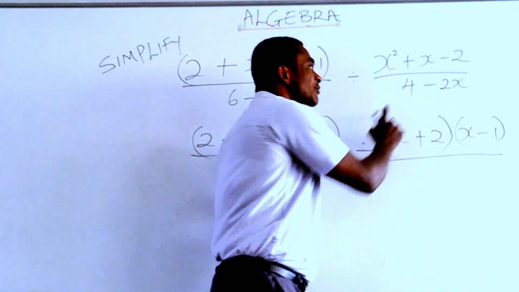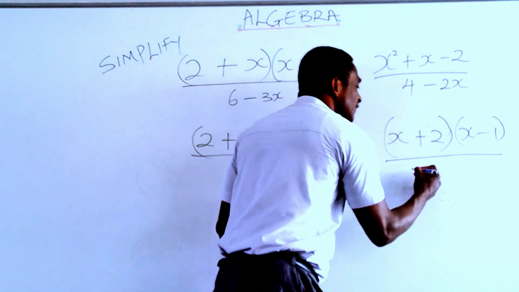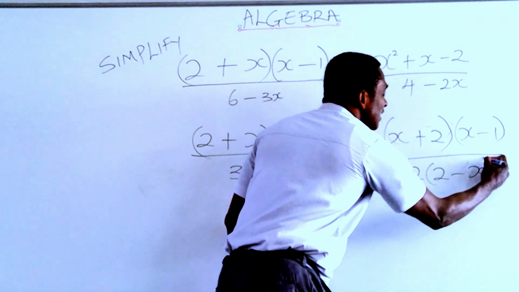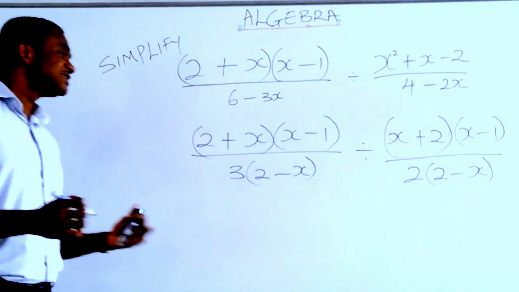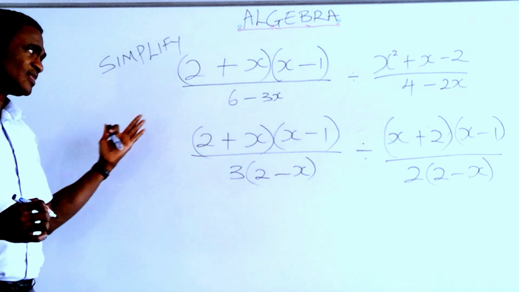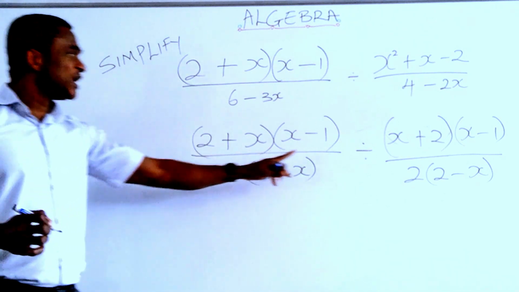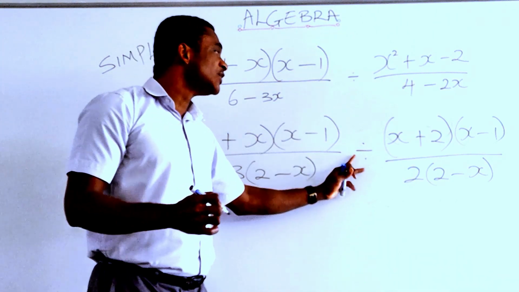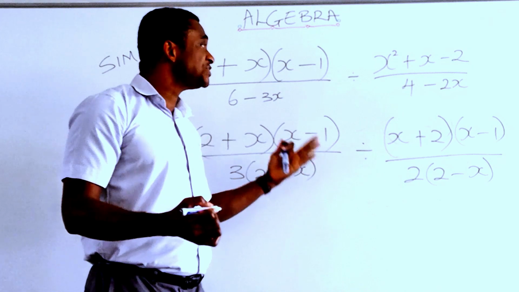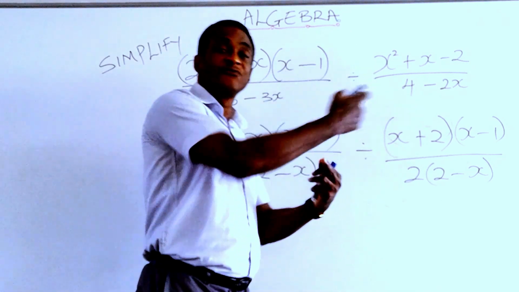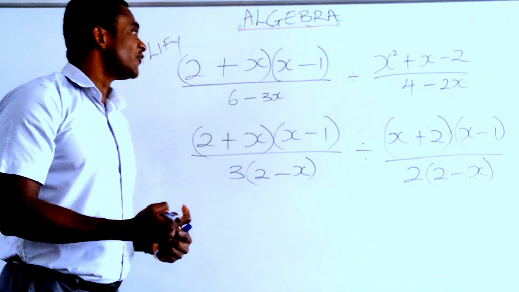2 is our common factor. 2 can divide 4, 2 can divide 2x. If we take it out, we have 2(2 - x). Now the next approach is to change this division sign to a multiplication sign. Remember, when fractions are involved and you change division to multiplication, you swap the following fraction.